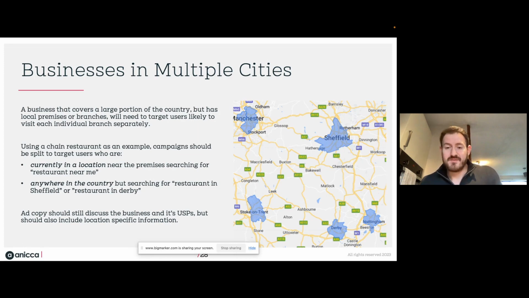But I'm searching from Nottingham. So in order to be reached by businesses in the Manchester area, when I'm searching from Nottingham, they would need to target theoretically the entirety of the UK, which would encompass Nottingham, and then show ads for restaurants in Manchester. Ad copy should still definitely discuss the business and its USPs, but it should also start to include location-specific information. So if you're the best restaurant in Manchester, start to talk about Manchester as the location as well. I want to, as a user, be reassured that you are definitely in the location that I'm searching for. So including information about the fact that you're in Manchester is definitely relevant there.